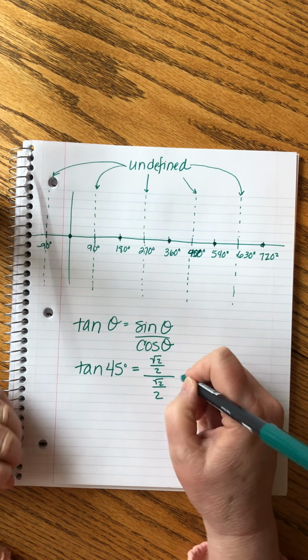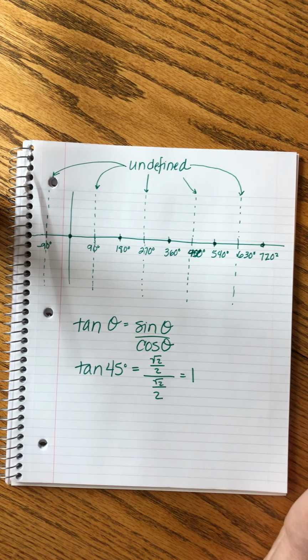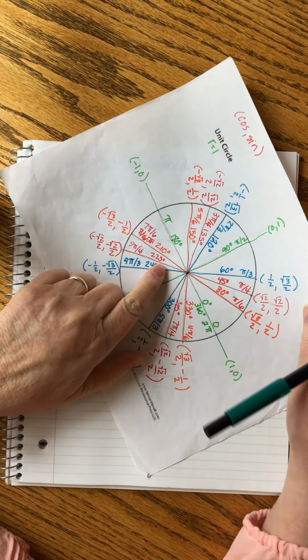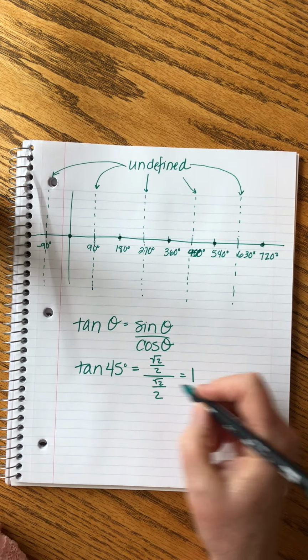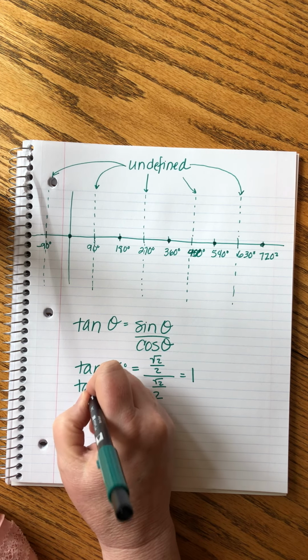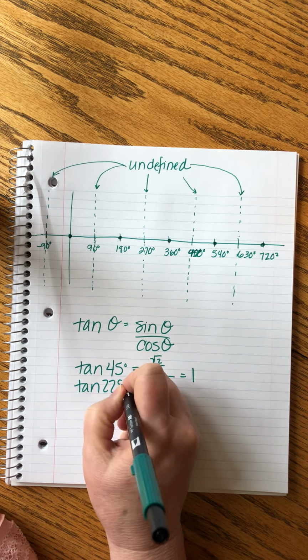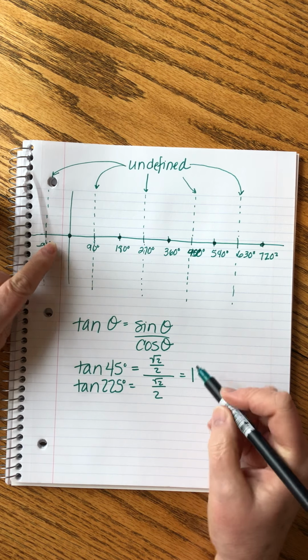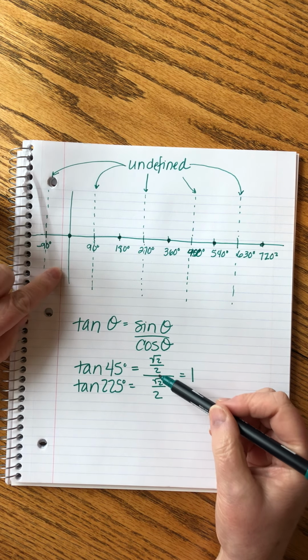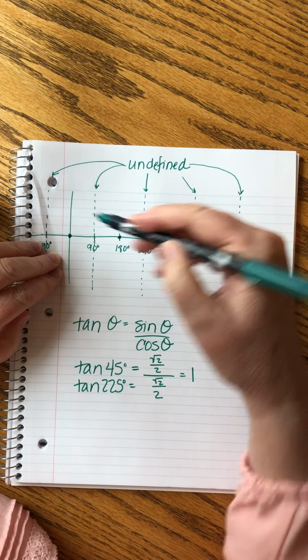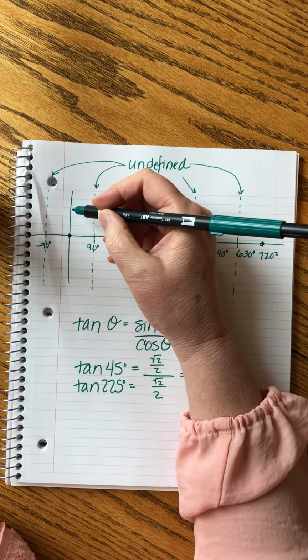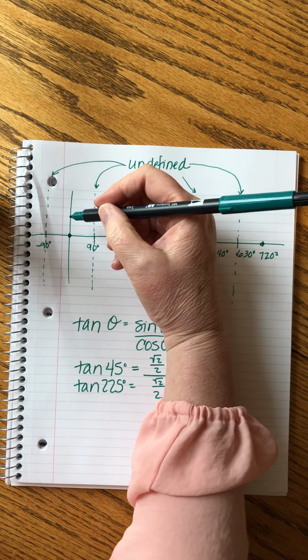That is 1. Okay, and then we can look at this quickly and see, oh, well, at 225, it would also be positive 1, right? So let's put that in. At 225 degrees, which is halfway in between these two, it's going to be 1. So let's graph a 1 in here.